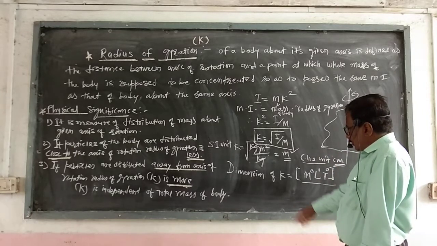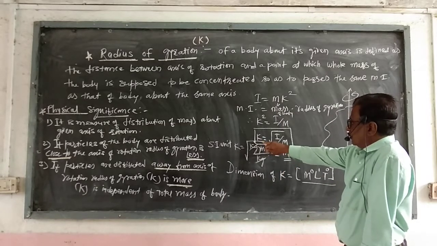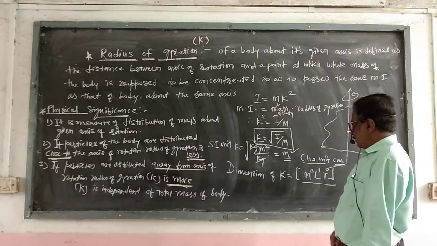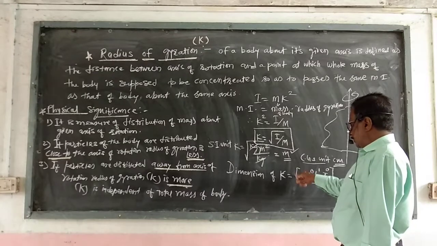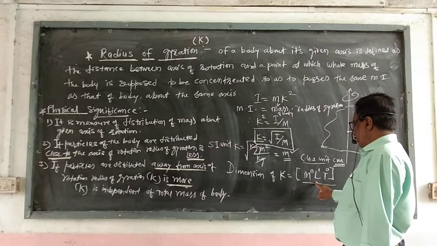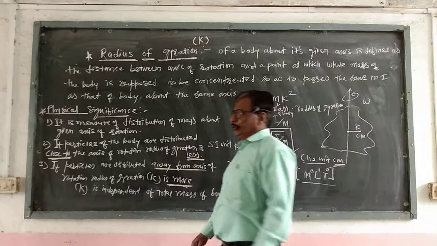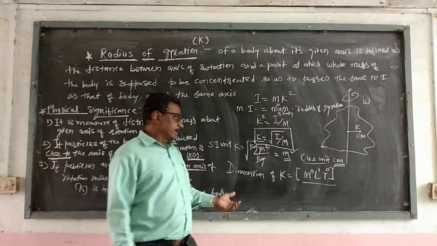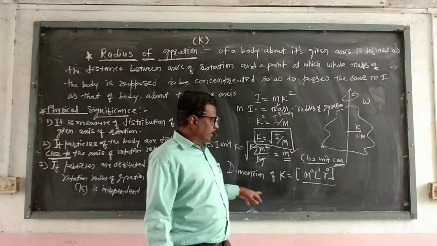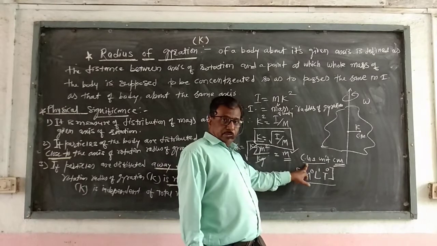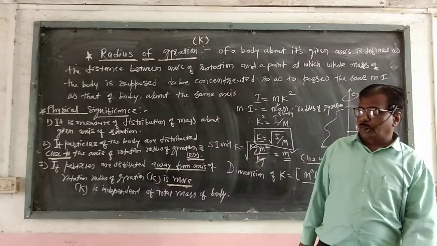Now we will find the dimension of radius of gyration, that is K. The formula of radius of gyration is equal to under root of I divided by M. So we get the dimension of radius of gyration as square bracket M raised to power 0, L raised to power 1, T raised to power 0. Because the SI unit of radius of gyration is meter and the dimension of meter is L. So the dimension of radius of gyration K is [M^0 L^1 T^0]. So that is about radius of gyration.